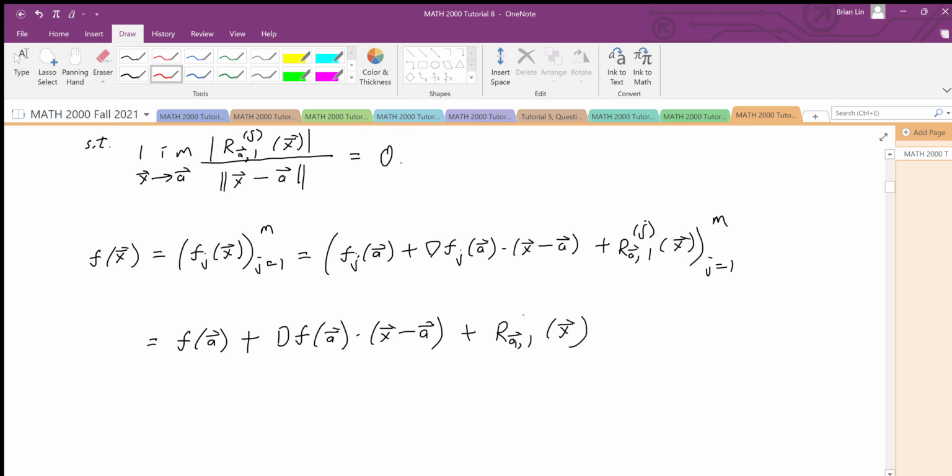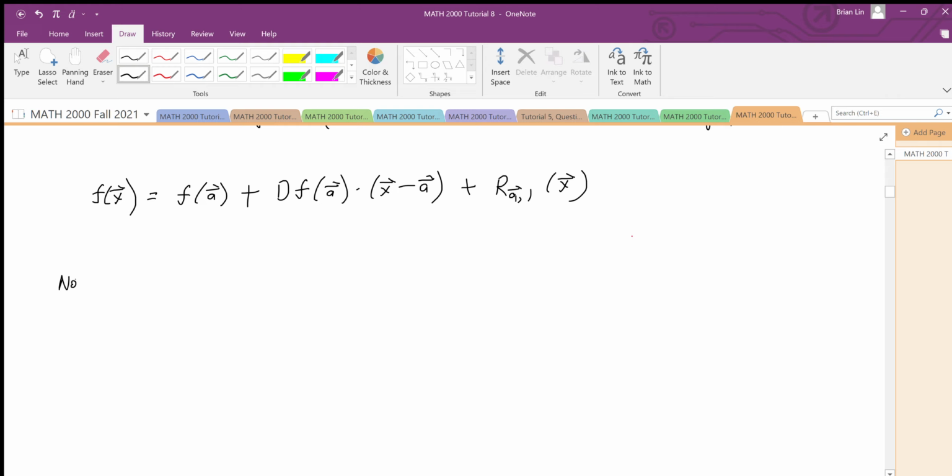So we're almost done. Now what we want to do is check that this remainder term goes to 0 faster than the linear rate. So now check. This goes to 0, and here it's the 0 vector, as x approaches a. And I'll continue that in another video.